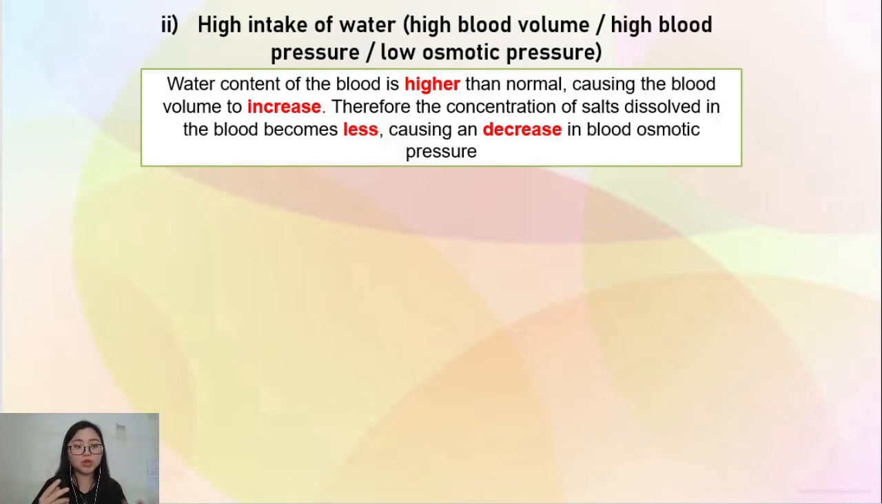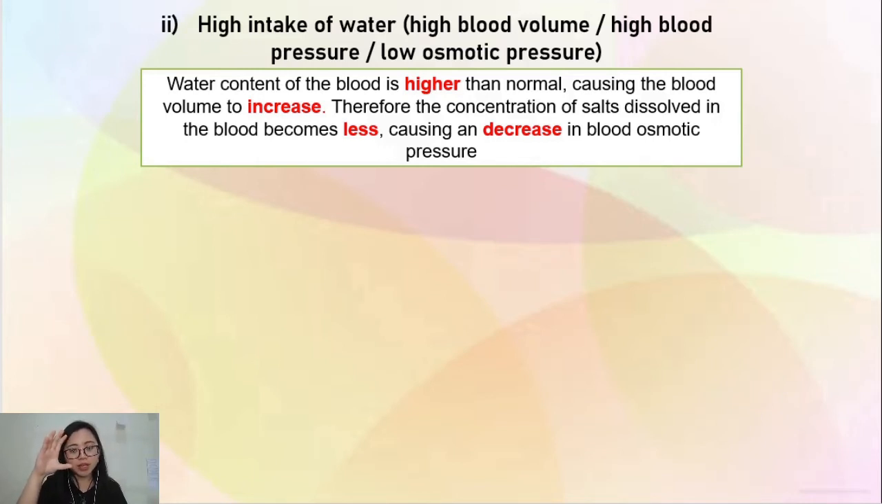So what happens when you have high intake of water? The water content of your blood will be higher than normal, causing the blood volume to increase. Therefore, the concentration of salts dissolved in the blood become less, causing a decrease in blood osmotic pressure. Apa yang dimaksudkan di sini, in case kamu kurang paham? Bila kita minum banyak air, kandungan air dalam darah lebih tinggi daripada biasa, menyebabkan volume darah itu semakin meningkat, makin banyak.